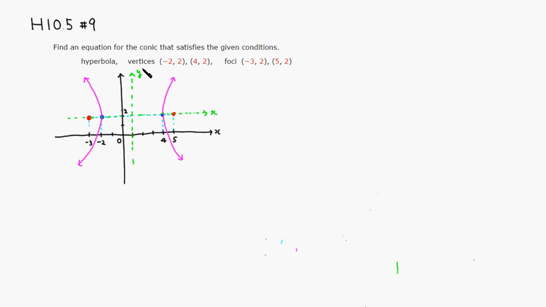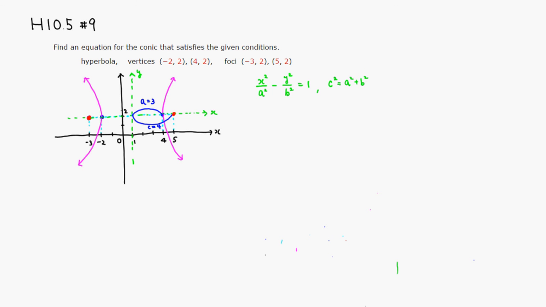In order to find the equation, we need to come up with a and b values, because the equation is going to be in the form of x squared over a squared minus y squared over b squared is equal to 1. And remember that for a hyperbola, the focus and a, b have this relationship: c squared is equal to a squared plus b squared. So let's find those values. a is just going to be the distance here, between 1 and 4, so we know that a is definitely 3. And c is going to be the distance from here to the focus, so c is equal to 4.